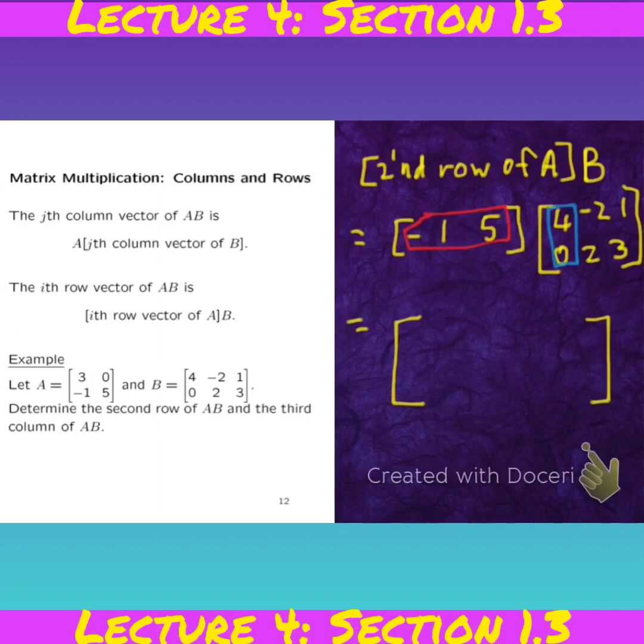Okay, so for the first entry, you're going to take the first row of the first matrix and dot it with the first column. That's going to be minus 1 times 4 plus 5 times 0, which is minus 4. Then moving on to the second entry, the first row of the first matrix dotted with the second column. That's minus 1 times minus 2, which is 2, plus 5 times 2, which is 10. So the next entry is going to be 12.